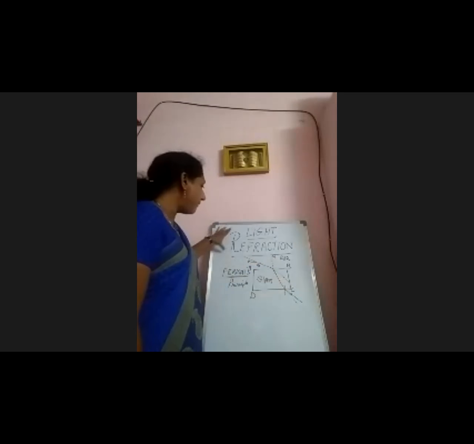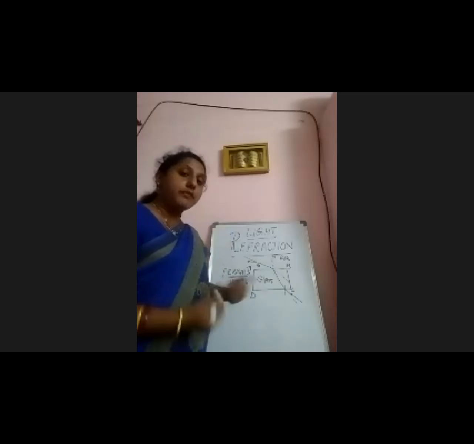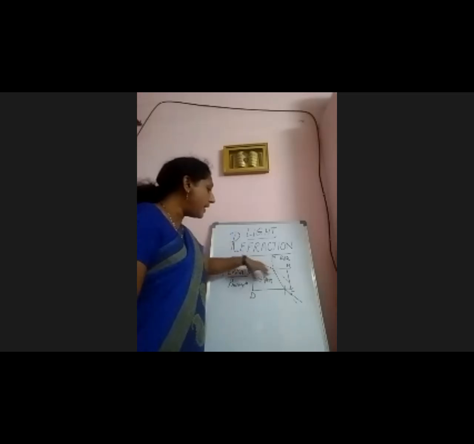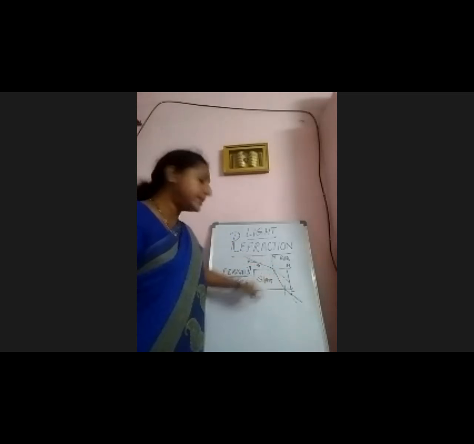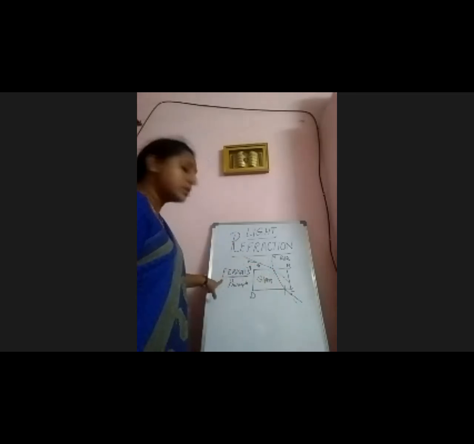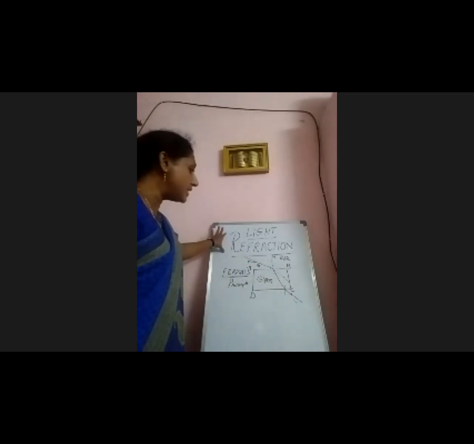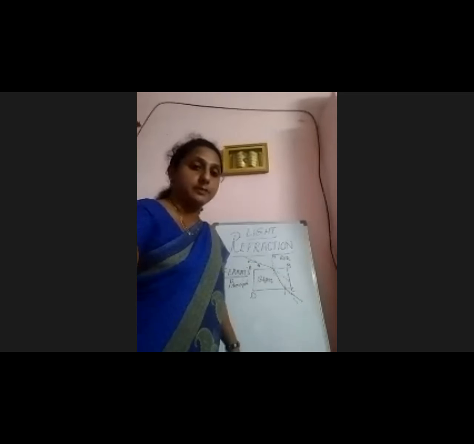So when refraction is taking place, two things are happening. One is the speed or velocity of the light is changing, and it is bending towards the normal or away from the normal. Change in direction is taking place because of Fermat's principle. I hope you understood what is refraction. Okay, now I will share the screen and you can see the actual thing.